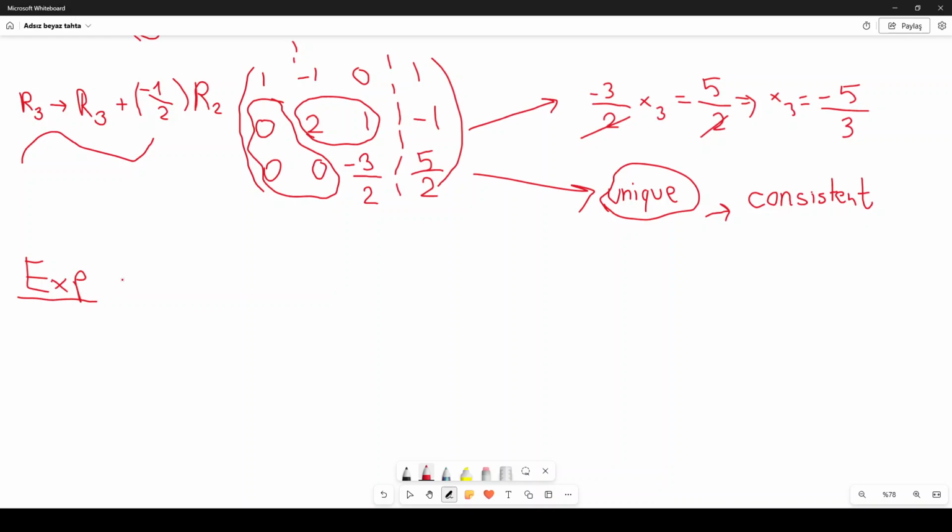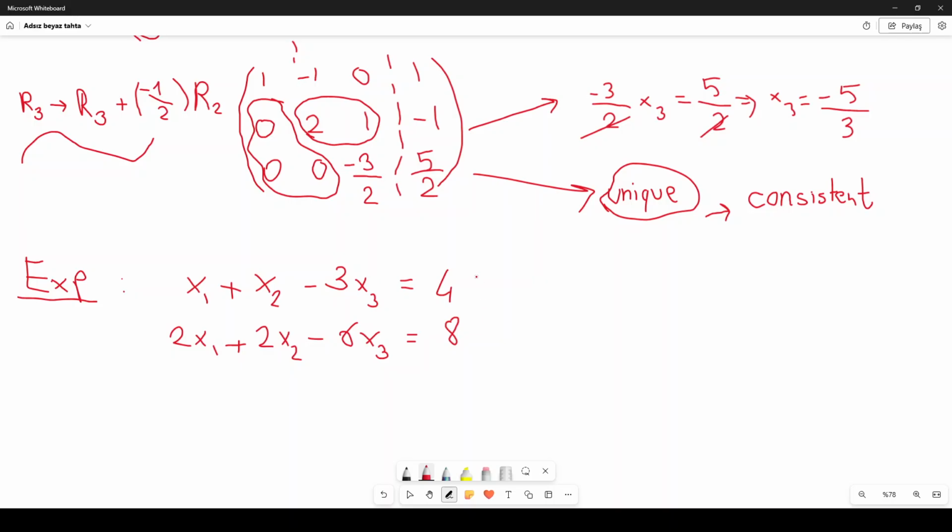All right, let's say now our equation is x1 plus x2 minus 3x3 is equal to, say, 4. And another equation, let's give another equation, guys. Let's say 2x1 plus 2x2 minus 6x3 is equal to, say, 8.